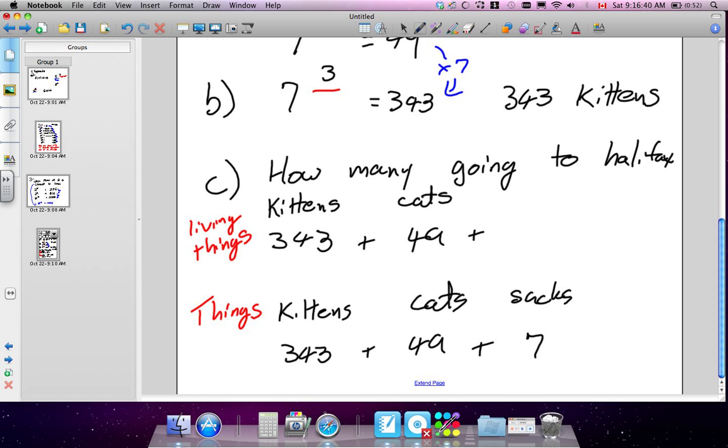Okay. Anything else going to Halifax? What's the very first line say? He's going. So how many more are going to Halifax? 1. 1 man. Plus the 1 man's going to Halifax, right? So let's figure out how many living things and then how many things in general are going to Halifax. Yeah, 393. What about on the other one?